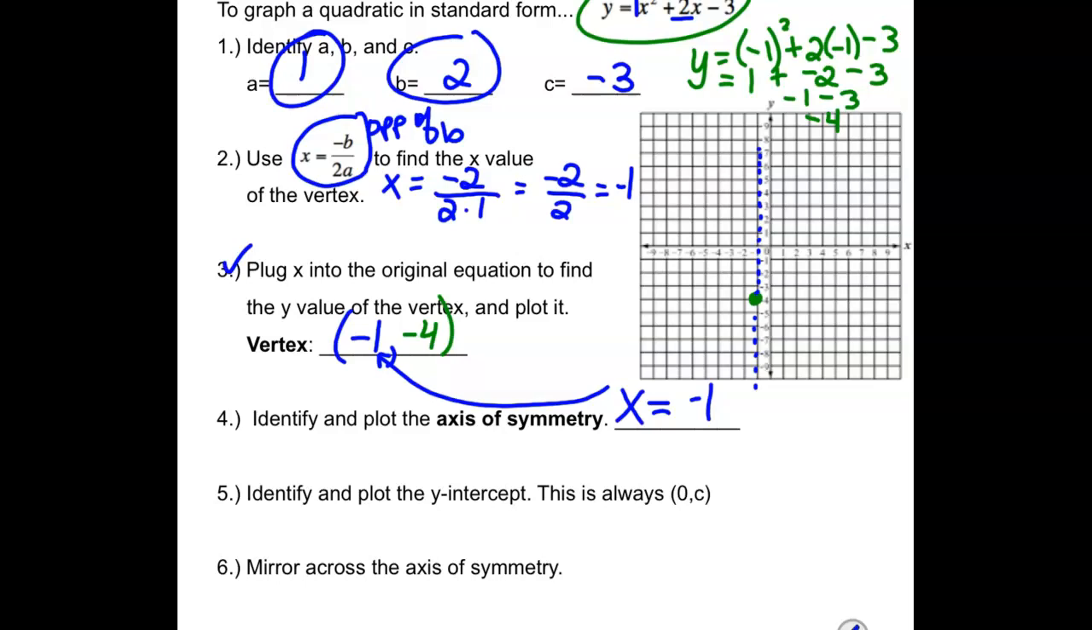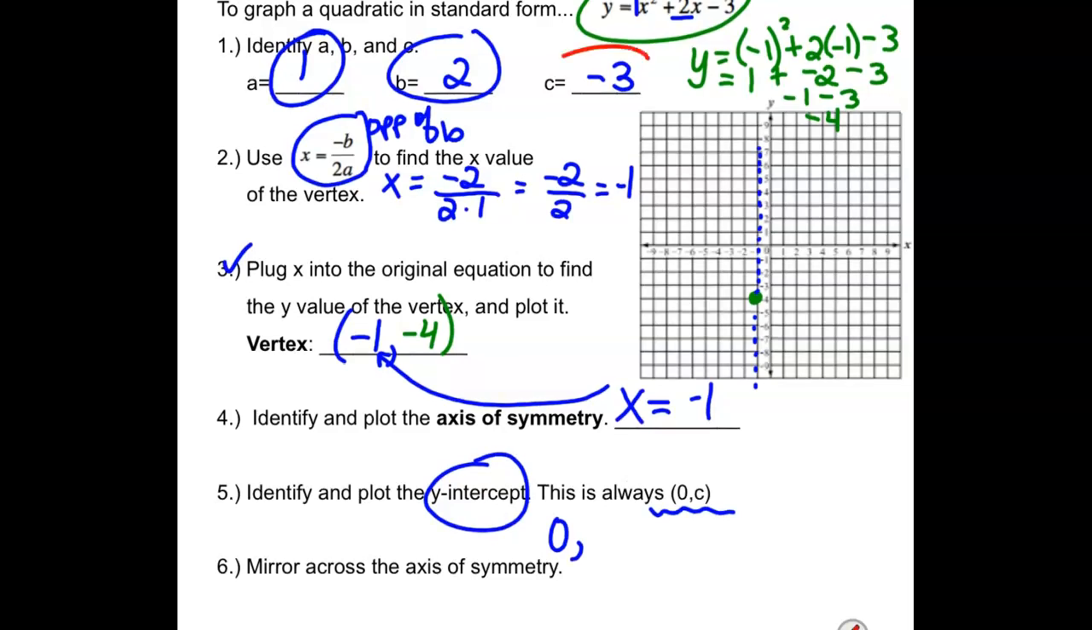Our next piece is to find and plot the y-intercept. The y-intercept is always going to be that value (0, c). So if I put 0 into my equation, I should get my c value, which we said was negative 3. So let's plot that point, (0, -3). Now we have two points on our parabola.